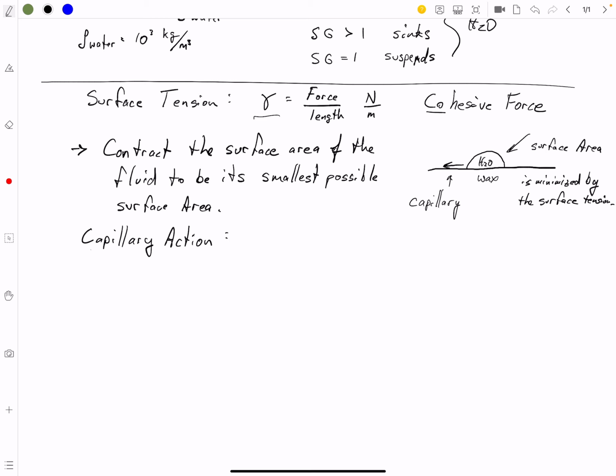At any rate, this beading is a fight between the surface tension and the capillary action that happens. So what is that fight between? It's really between the cohesive force of the surface tension and the adhesive force of the capillary action. So it's an adhesive force.